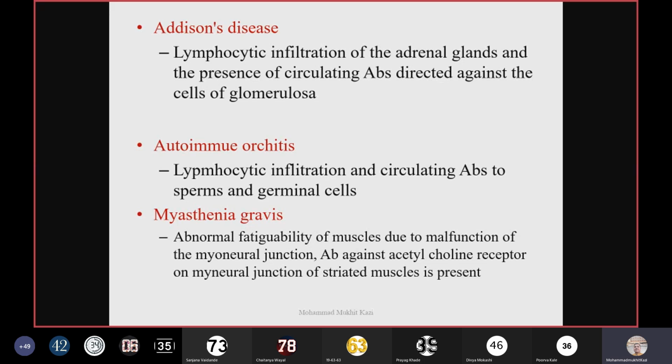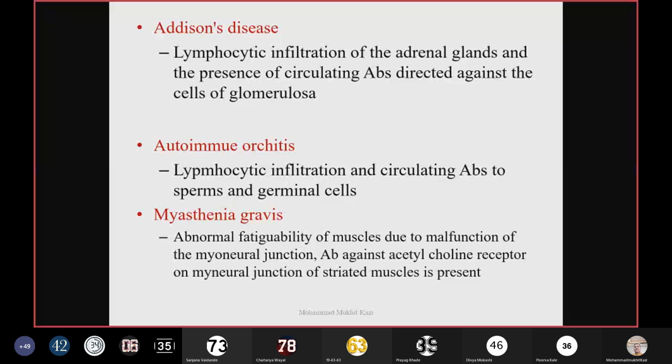This one I have already referred to, autoimmune orchitis. We have also studied this as a complication in mumps. Lymphocytic infiltration and circulating antibodies are seen against the sperms and germinal cells. When the sperms get circulated into the blood system, those will be recognized as non-self, and this is more common in males.